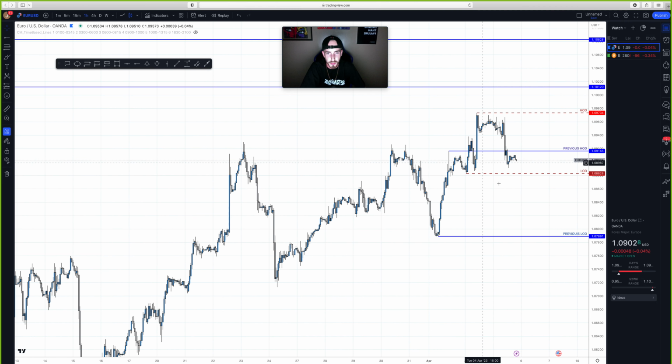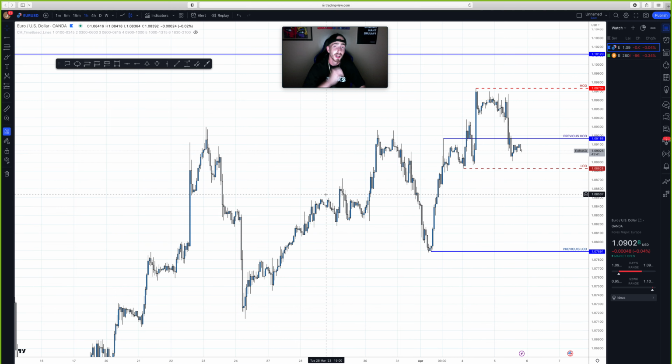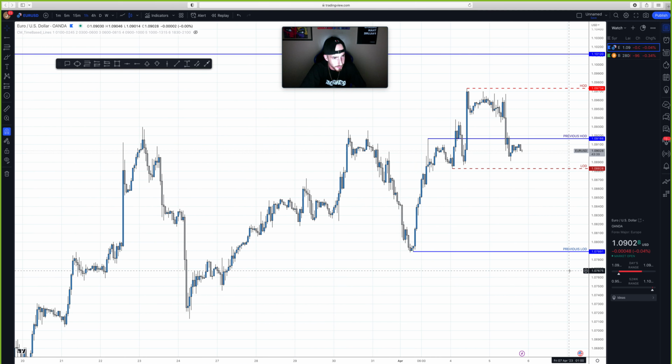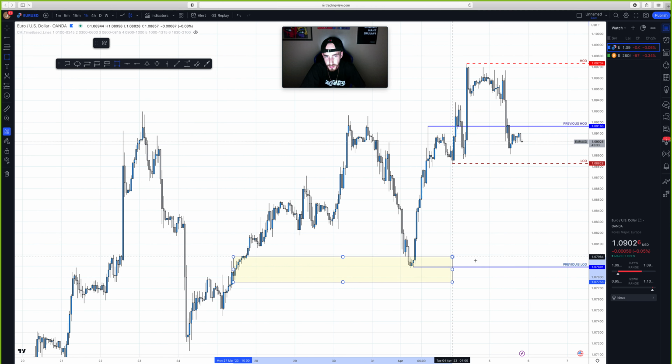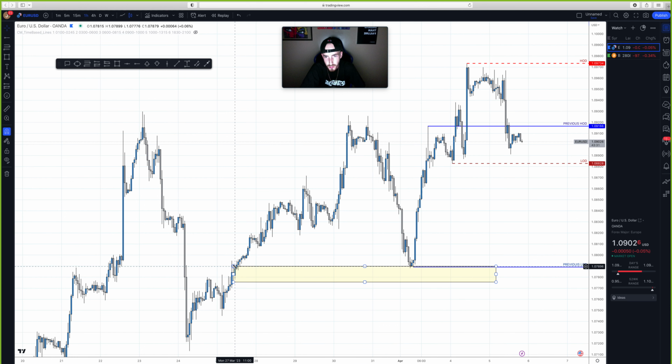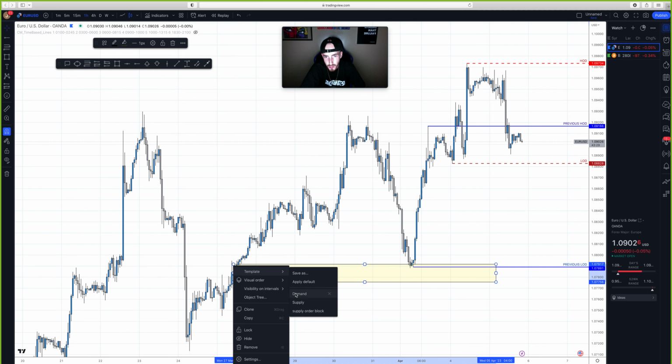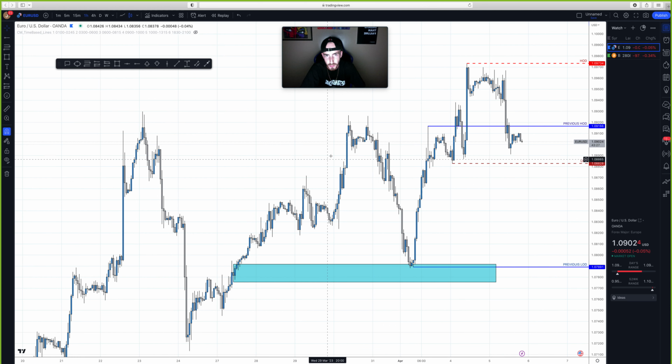Now let me mark this for you guys. Notice this. Notice how precise these areas are. So check this out. Notice this area of demand right here. This previous contrary candle right here. This previous contrary candle that gave this push. Notice how price pulled back exactly to this area of demand again to give this move right here.